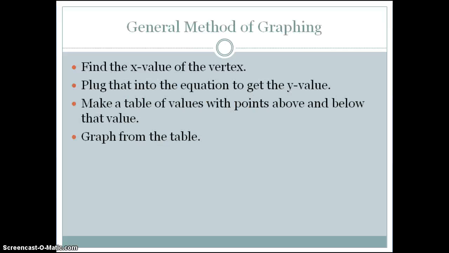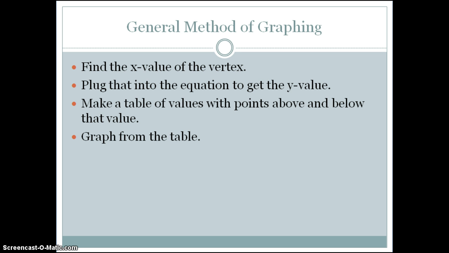So the general method of graphing is we're going to find that x value of the vertex by the opposite of b over 2a. That's going to be our central point. You plug that into the equation, whatever it happens to be, and you get the y value. So that gives you your first full point. Okay, our equation only gives us the x value. We are going to focus on a table of values, so we're going to pick some points above and below that point.